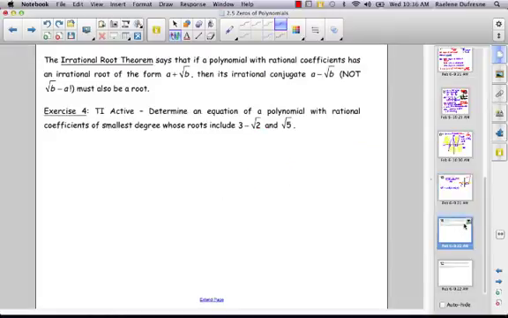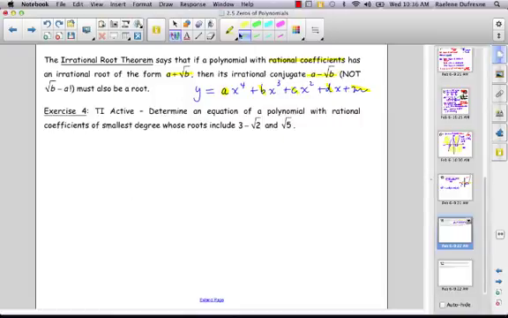Moving on to the next theorem. It's the irrational root theorem that says if a polynomial with rational coefficients, so your polynomial has coefficients, ax to the 4 plus bx cubed plus cx squared plus dx plus m, for example. The coefficients are the a, b, c, d, and the constant m. So if those coefficients are rational, meaning that they are integer over integer, but if we have an irrational root of the form a plus the square root of b, then the irrational conjugate must also be a root.